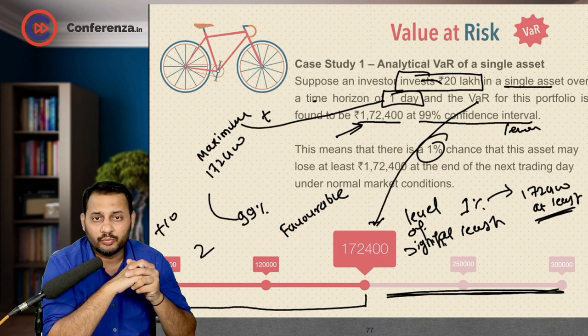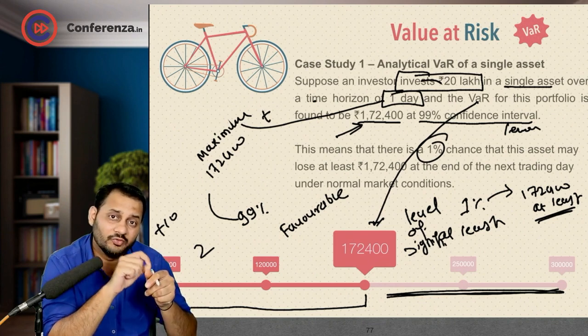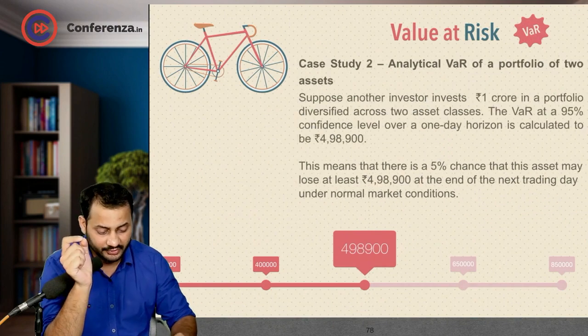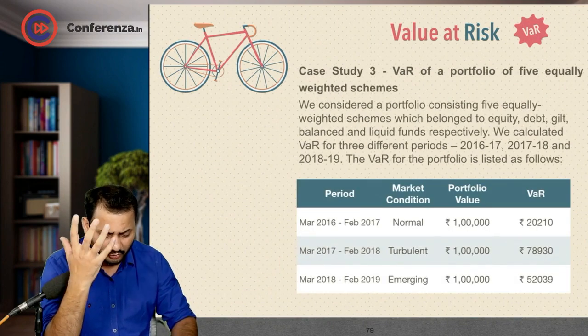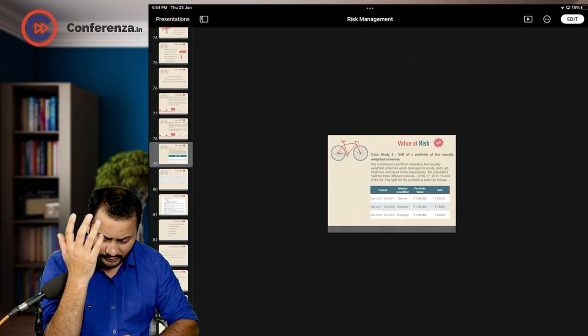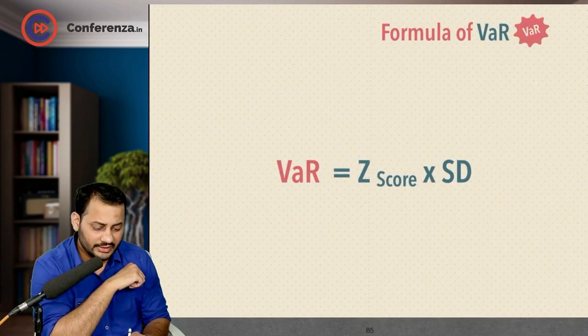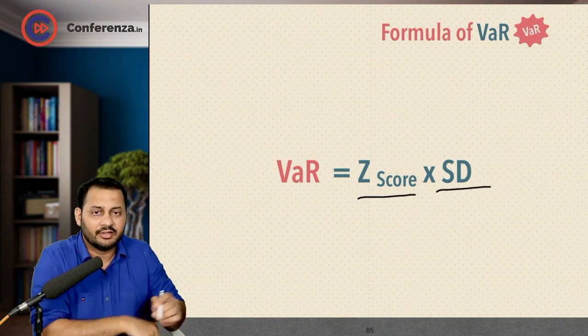Now comes the formula for calculating 172,400. Now we are going to discuss how to calculate 172,400. So have a look. What is the formula for VAR? Let me just go through it. This is the formula for VAR. VAR is equal to z-score multiplied by standard deviation.